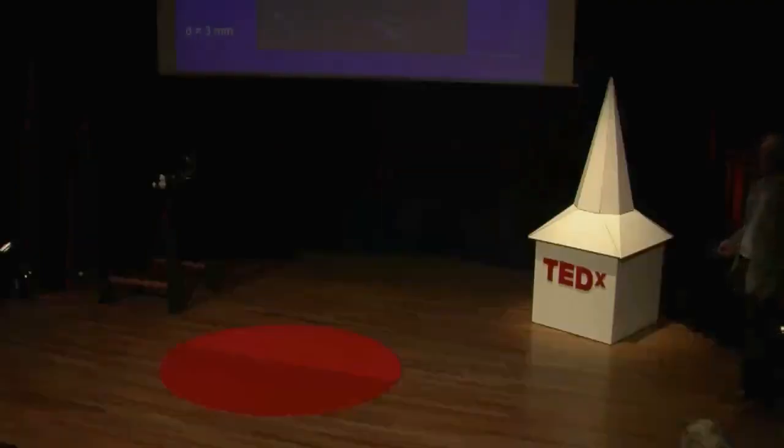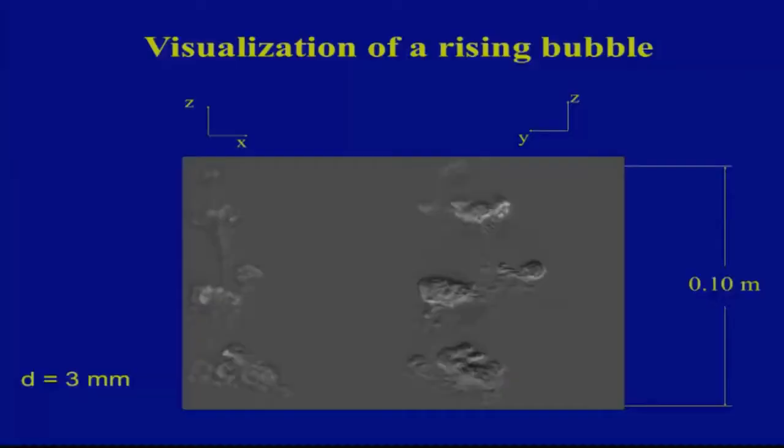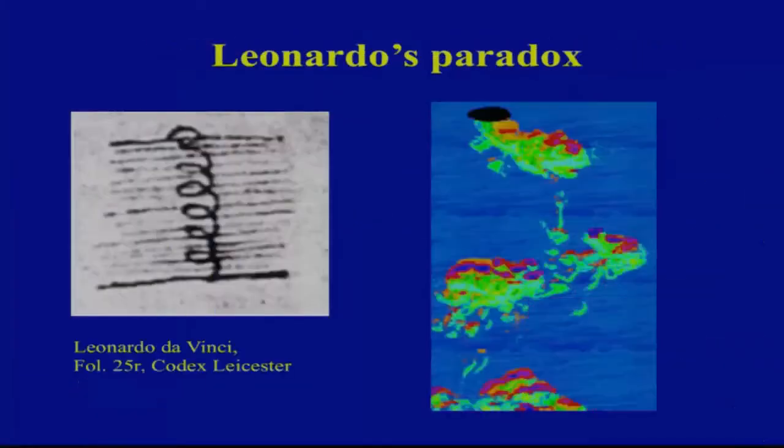And the first one who realized this was Leonardo da Vinci. And he made this drawing here, which you see here, of a rising bubble. And he really wondered why this is happening. And meanwhile, we have done this experiment. Here you see the vortices behind the rising bubble, which in fact cause the spiraling.